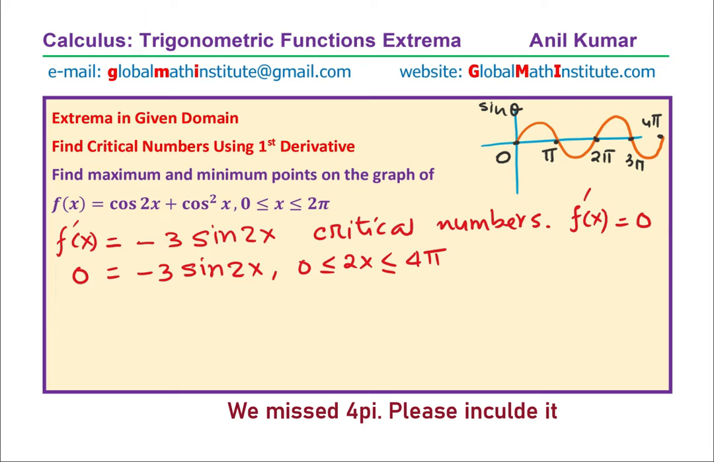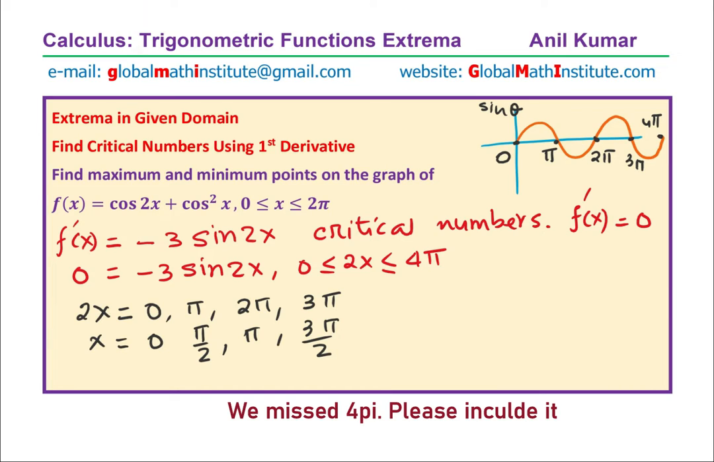So we have our critical numbers for this particular function at 2x equals 0, pi, 2 pi, 3 pi. So x will be equal to 0, pi by 2, dividing by 2, right? Pi, 3 pi by 2. So there are 5 critical numbers in this particular case. You get the idea. So there are 5 critical numbers which we need to analyze.